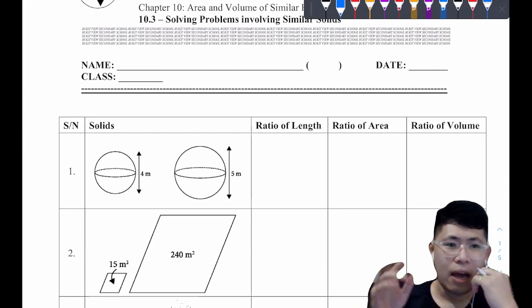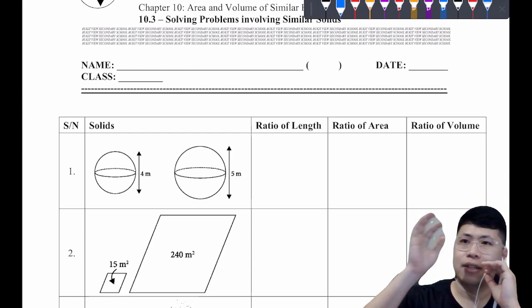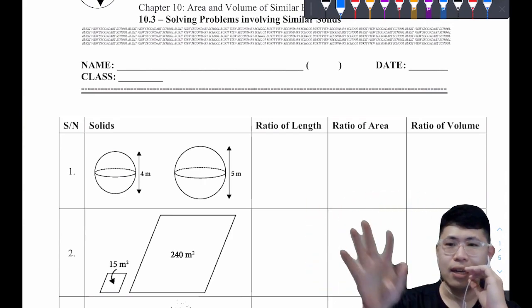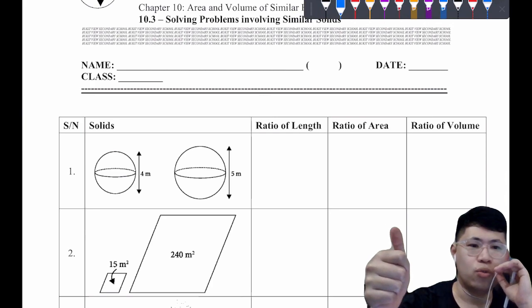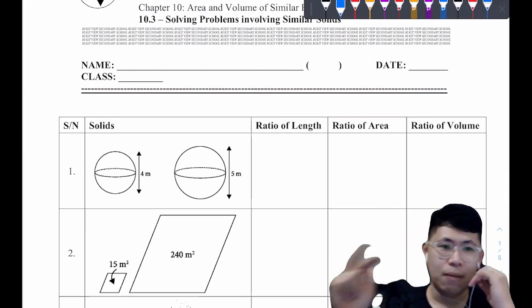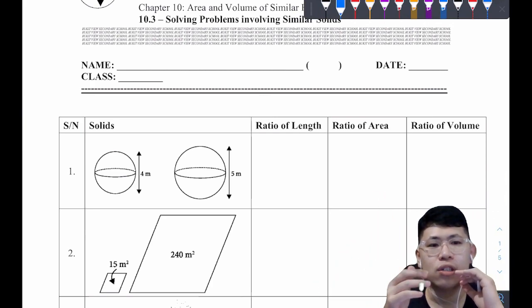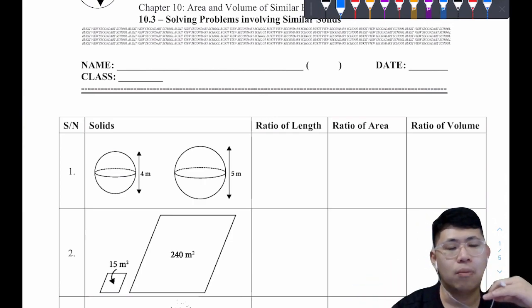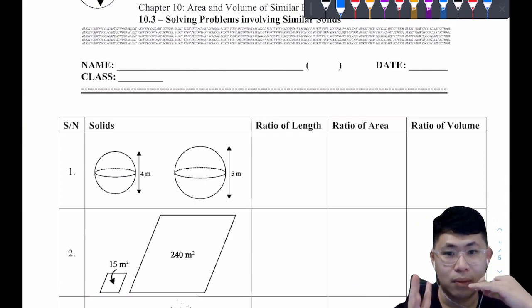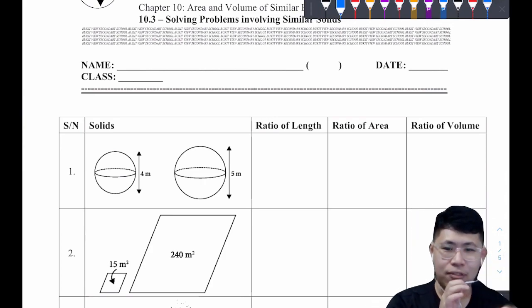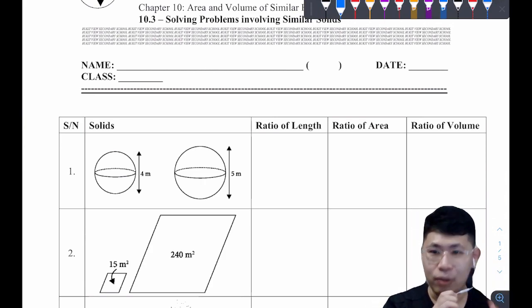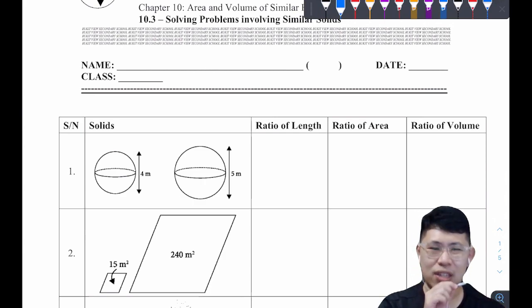Okay, so now having known our chapter 9, the similar figures, chapter 10.1, similar areas, chapter 10.2, similar volume. So in 10.3, we are going to see a mixture of these area and volume problems. We are going to go back and forth between the area and the volume, so we really need to see how it works. And it's actually quite easy.